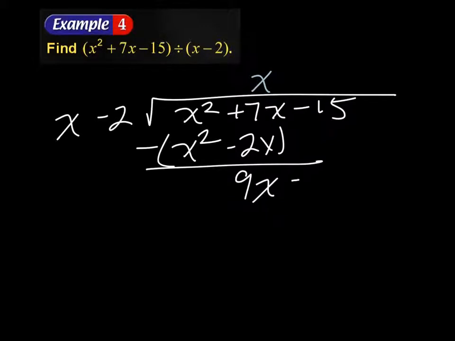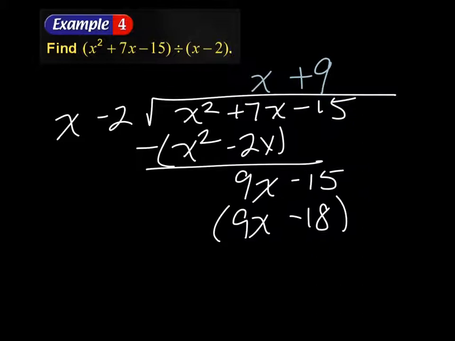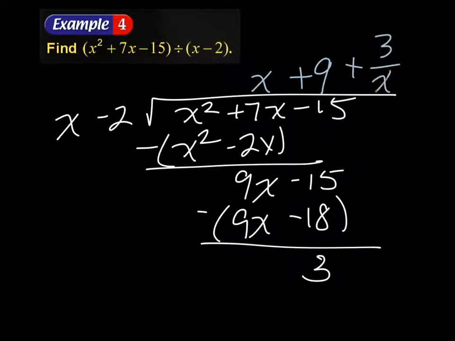And then we bring down our next term just like we did with numbers, and we're going to multiply. And we ask ourselves again, what do I need to take x times to get 9x? And of course the answer is 9. So we're going to multiply 9 times x and 9 times -2. Oh no, they're not the same this time. When I subtract, -15 minus -18 is the same as +18. I get a remainder of 3. So my answer is going to be x plus 9 plus 3 over x minus 2.